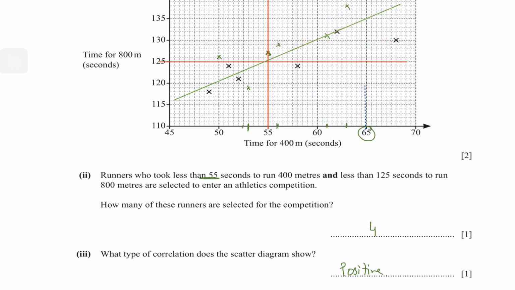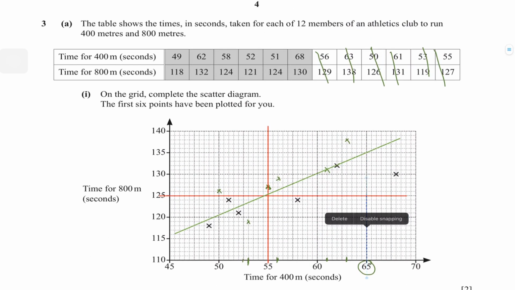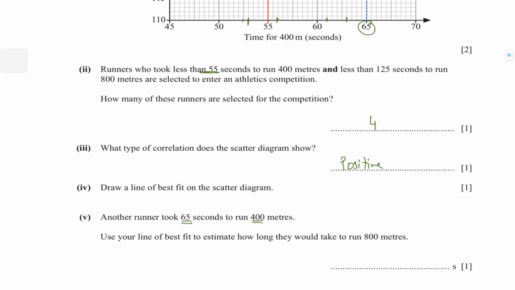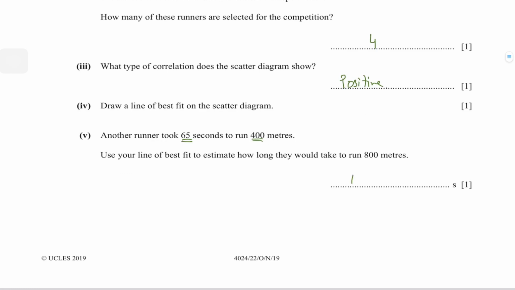Okay. So I'm going to keep on going up from here till I touch my line of best fit. So this right here is where I'm touching my line of best fit, and if I look at the corresponding value, this is approximately 135. So right here I'm going to write down the time, which is 135 seconds according to my line of best fit.